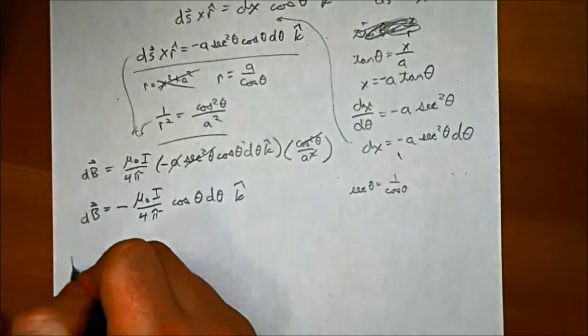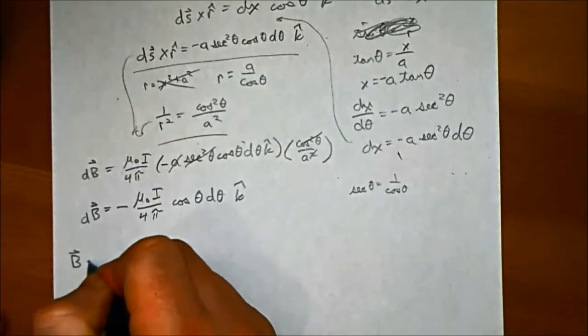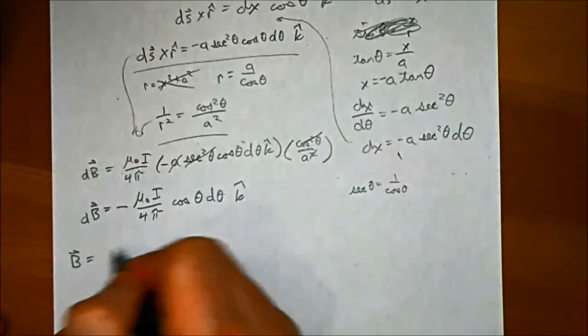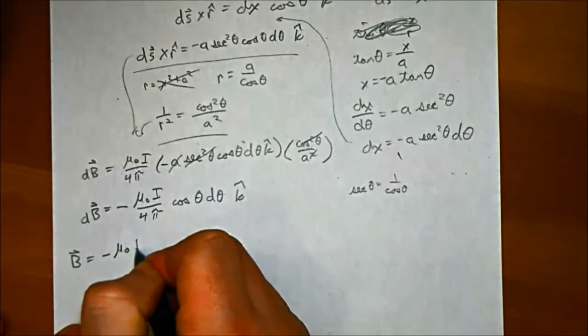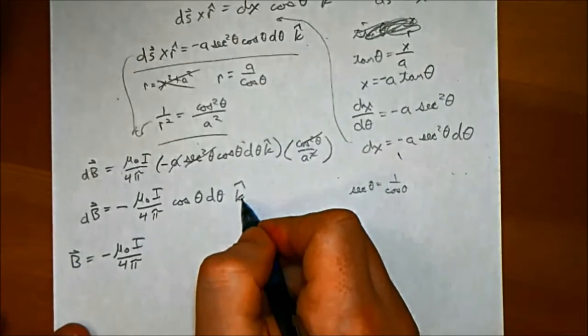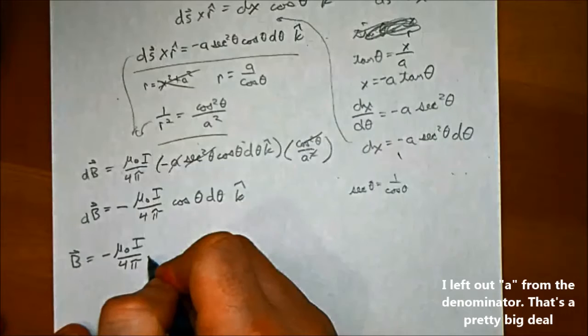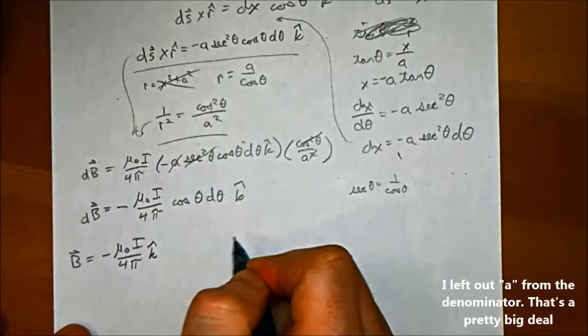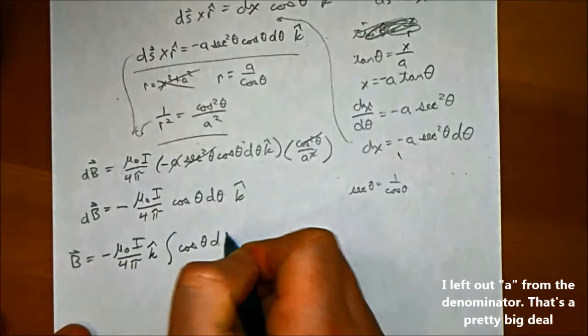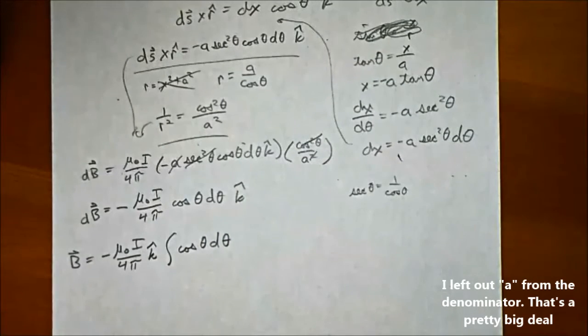Now the next thing we need to do to find the total field is we integrate. So I'm going to leave all the constants to the outside: negative mu naught I over 4 pi. And I know we get used to putting the unit vector on the end, but I'm going to move it out here, which is okay, just so I can keep all my integral stuff to the right-hand side.